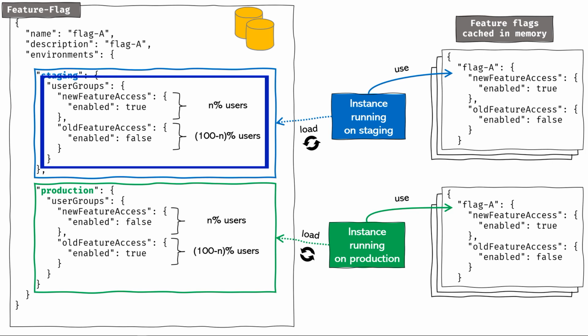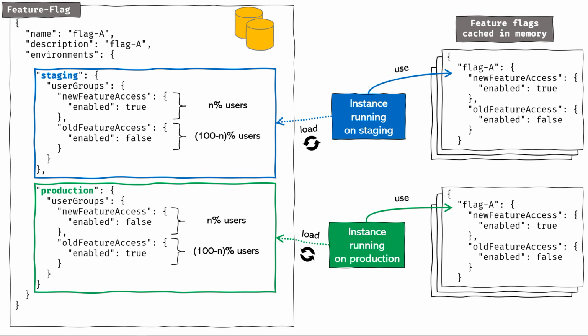The inner part are the user groups. The whole idea about feature flags is to control which users will have access to those new features. In this example, the users are distributed in two groups, those with access to the new feature and those that don't. The idea here is to be flexible, allowing to create more than two groups.